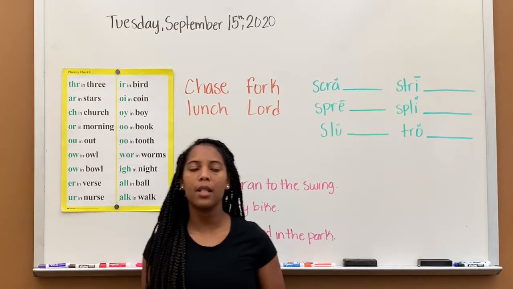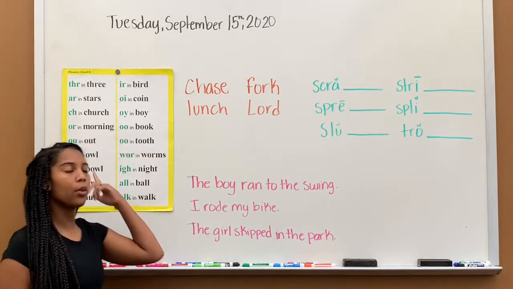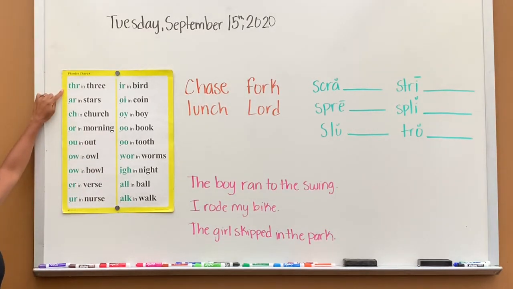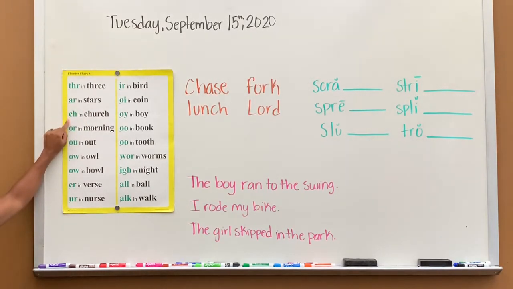Phonics Lesson 22. Let's go ahead and begin with a review of Chart A. THR says thir, thir, thir in 3. AR says R, R, R in stars. CH says ch, ch, ch in church. OR says or in morning.